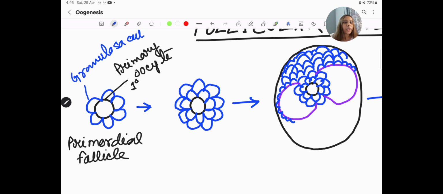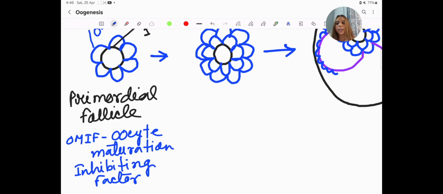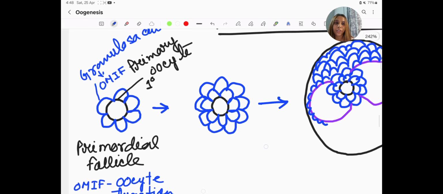So what is the importance of these granulosa cells? These granulosa cells provide nutrition to the primary oocyte, and they also secrete oocyte maturation inhibiting factor, OMIF. This OMIF inhibits the primary oocyte from further maturation.